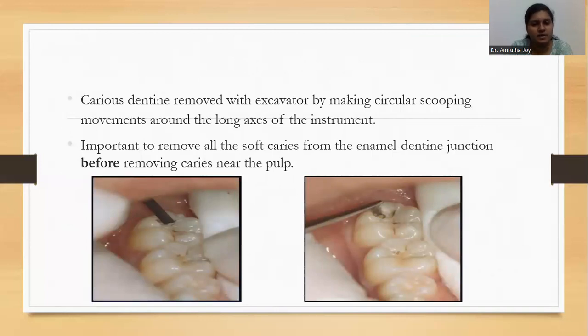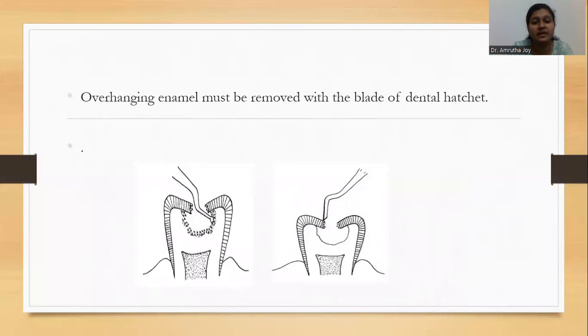Then the soft carious dentin, that is infected dentin, we can remove using an excavator by circular scooping movements along the long axis of the instrument. We have to clean all the walls of the cavity, and the caries or the infected dentin should be removed from the floor of the pulp. The cavity walls should be cleaned for proper bonding of our restorative material. So if there is any overhanging enamel or unsupported enamel, it can be removed using the blade of a hatchet.